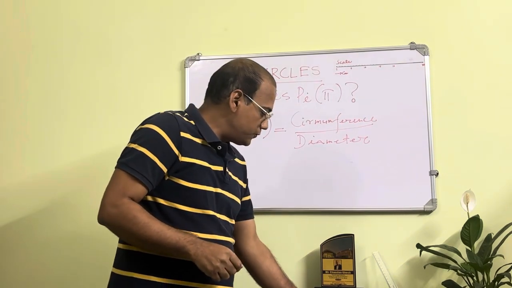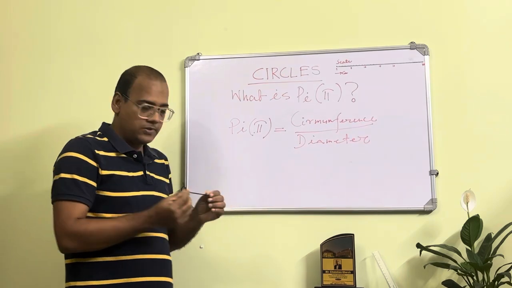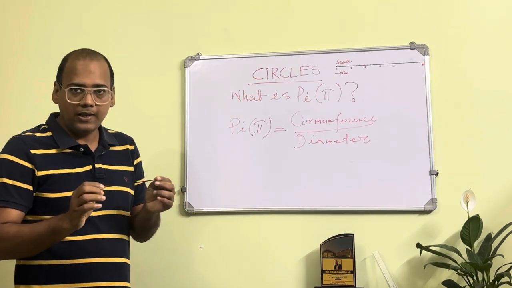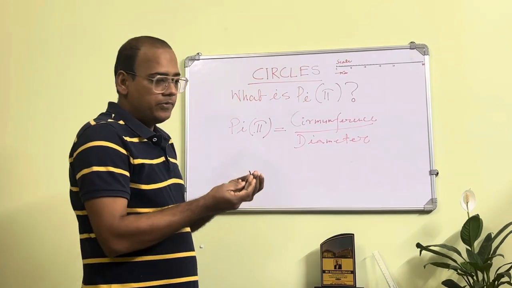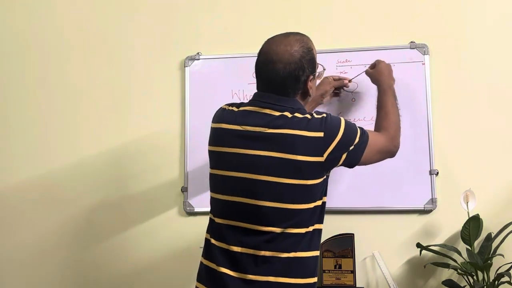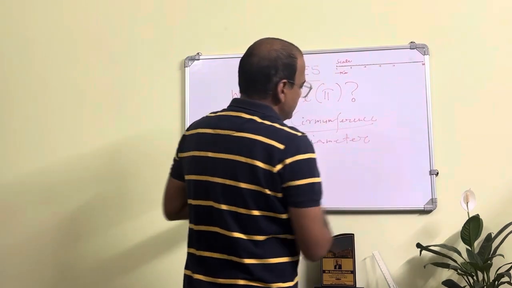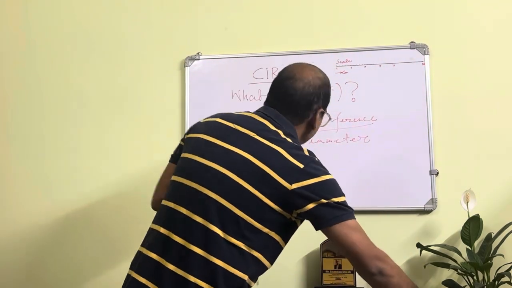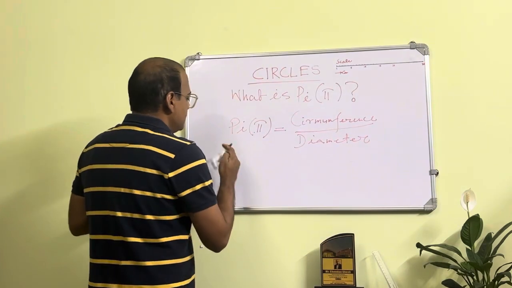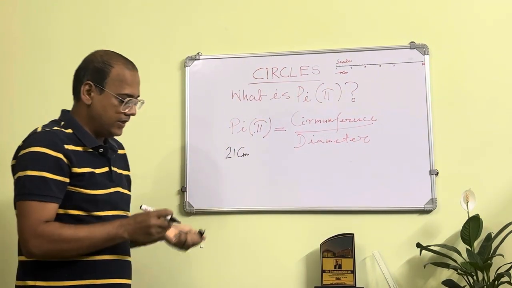In order to prove this, I've taken 2 threads, one a bit longer. I will just measure it. This is the scale I have already put over here. So it comes to roughly 21 centimeter. I'll just note it over here. This is 21 centimeter, that's the length of this thread.